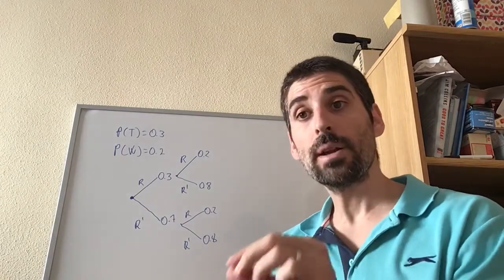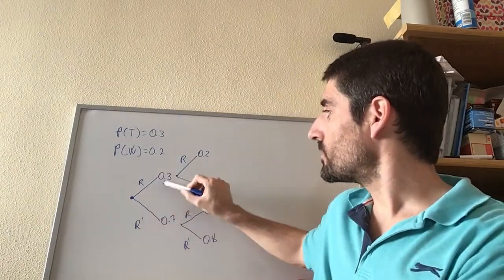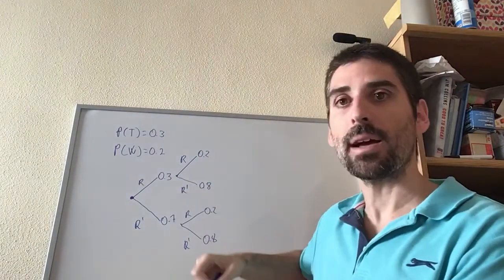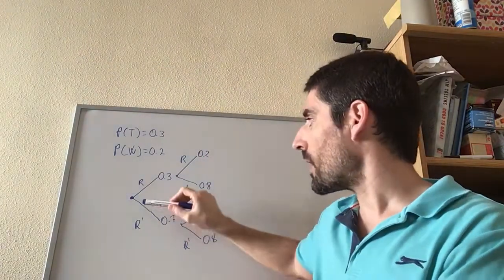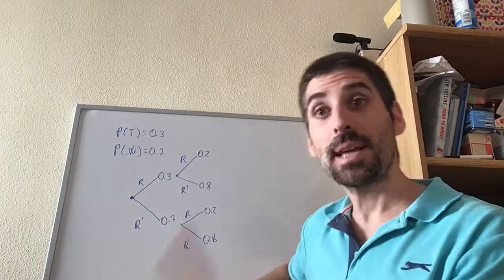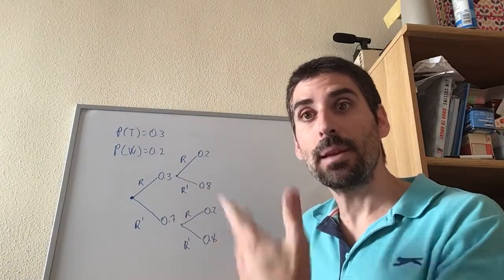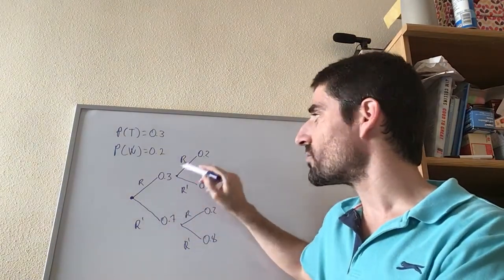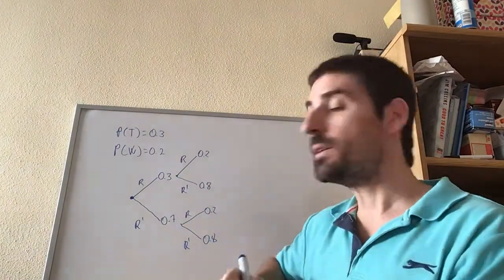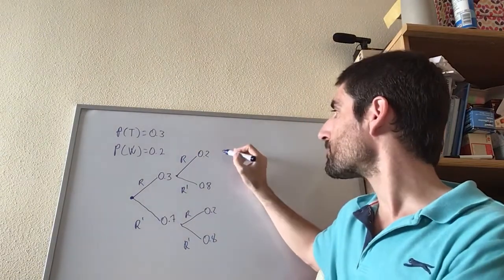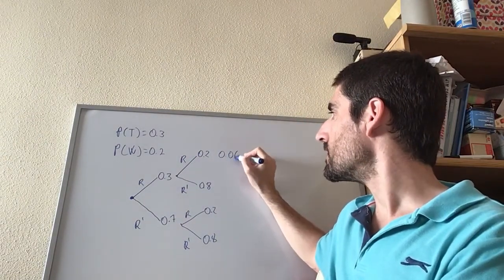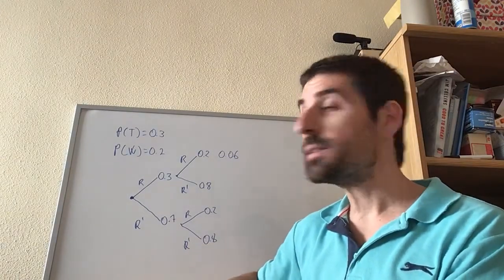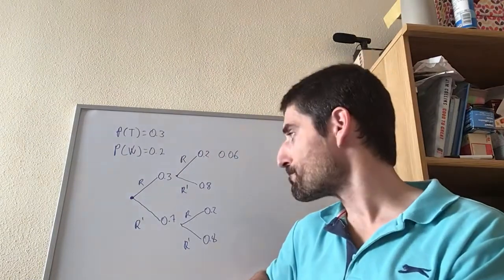The probability of raining both days means rain on Tuesday and rain on Wednesday. That's the only possible way it can rain on both days. So I want this and that. What does and mean in probability? It means we multiply. I want rain on Tuesday and rain on Wednesday. So the probability is 0.3 times 0.2, which is 0.06. So the probability that it rains on both days is 0.06.